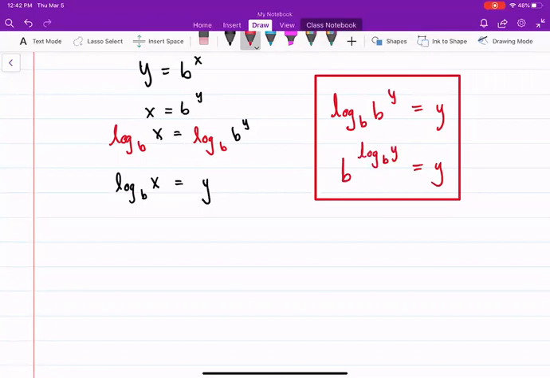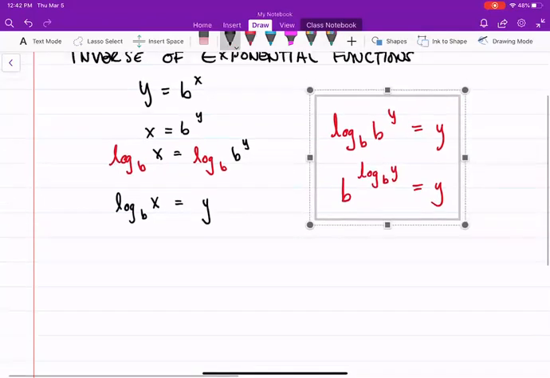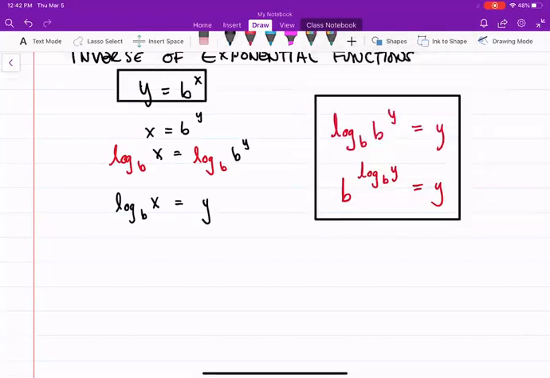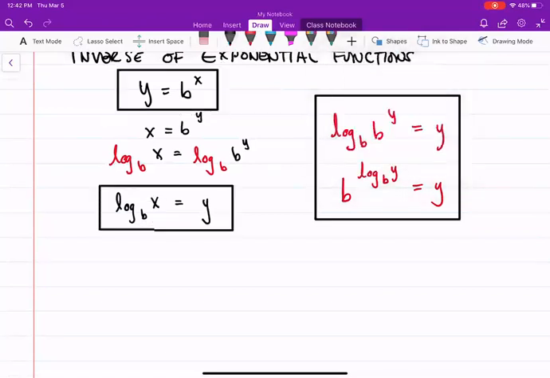All right. But the thing that you guys got to understand is this. If you look at this, this is a log function, just as well as this is a log function. These two mean the same thing. They can go back and forth. They're interchangeable.